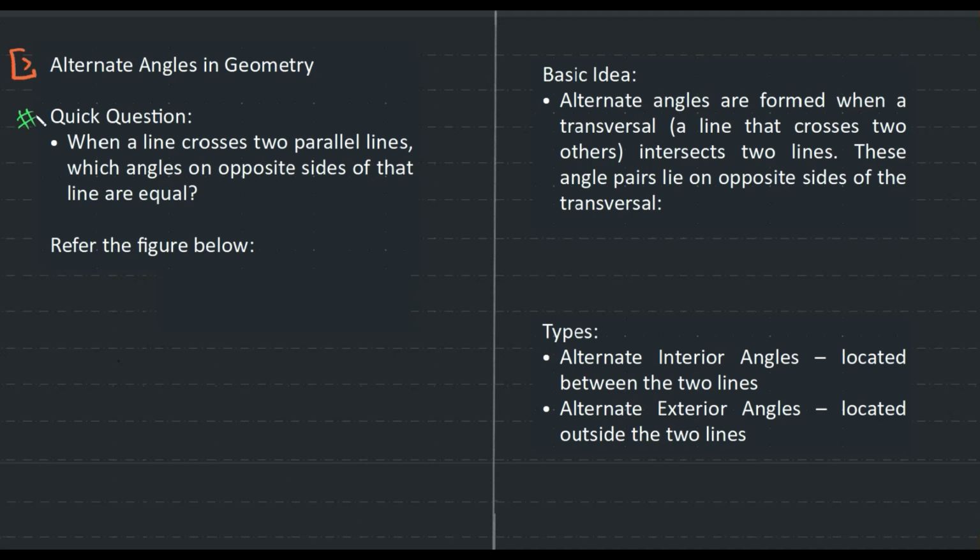So we happen to learn about corresponding angles. Now we're looking at something called alternate angles. When a line crosses two parallel lines, which angles on opposite sides of that line are equal? Okay, I didn't understand that statement exactly for now. So let me do this.